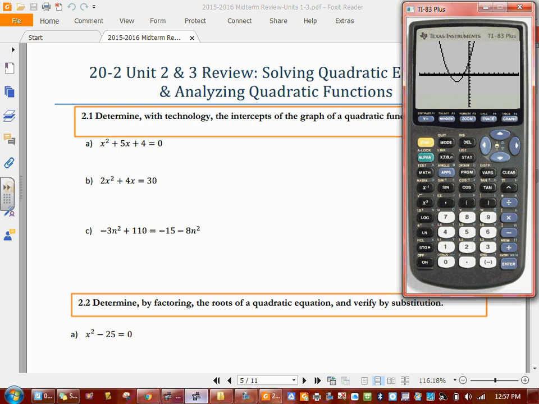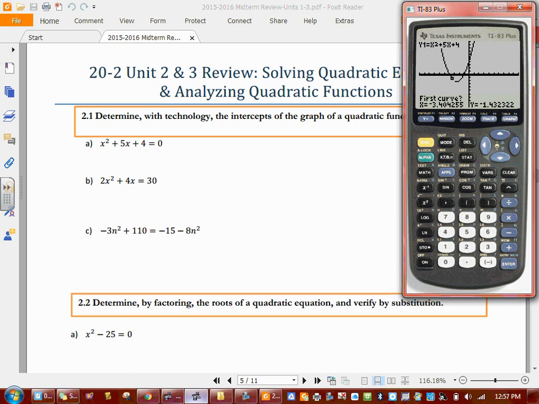Now we're going to go back to our rules. We go second trace, and I want intersect, number 5. Now, how do we know where the cursor is if you can't see it? What you're always going to look at is your x values. Right now my x value is 0, so it's blinking on my y-intercept. I need to move my cursor to the left using my left arrow. As long as you're over halfway, it'll find the left intercept. But you have to be over halfway.